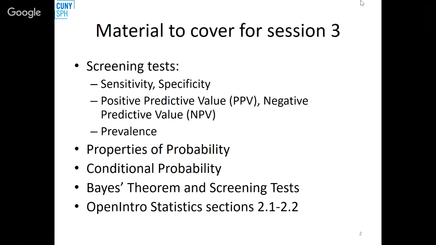So the key concepts that we're going to cover relating to diagnostic tests are sensitivity and specificity, positive predictive value and negative predictive value, and how these relate to the prevalence of a disease in the population. And in order to understand these things, we're going to introduce properties of probability and of conditional probability and describe to you Bayes' theorem and its application to screening tests. And we're moving into chapter 2 of your textbook today.